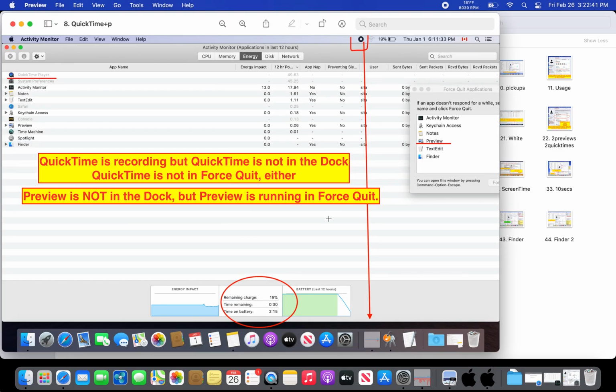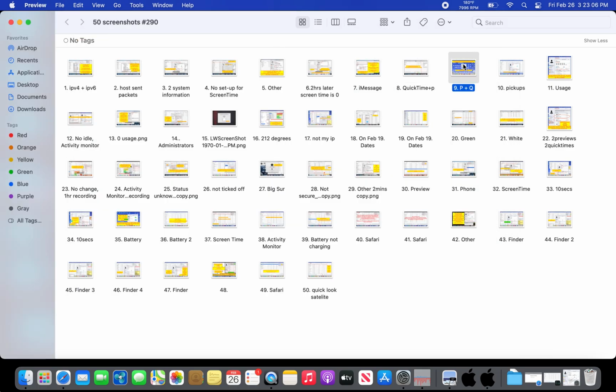All right, so this is QuickTime running here. QuickTime is not in the dock, it's not opened at all, and it's not running here. But Preview is open in ForceQuit, but it's not open in the dock. Your thoughts? I'm not certain. That's okay. I see it up there, but I'm not. That's okay.